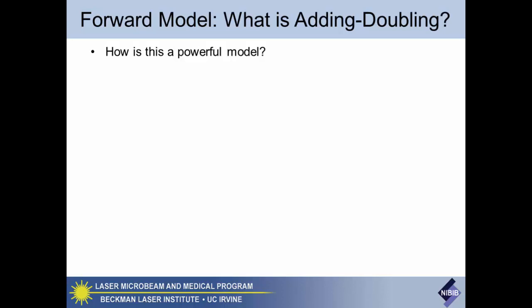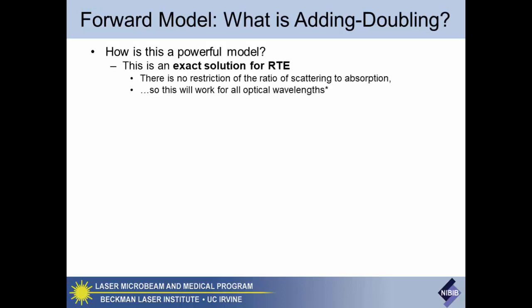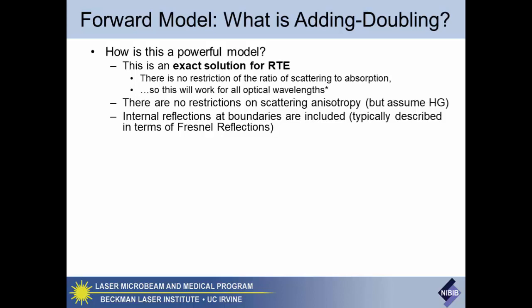So how is this a powerful model? So again, exact solution. There are no restrictions on scattering and anisotropy, but these models will assume the Henyey-Greenstein phase function. You can account for internal reflections at boundaries. So again, if you have index mismatches between, say, your glass and your liquid sample, you can calculate the Fresnel reflections based on the difference of index of refraction and account for that.